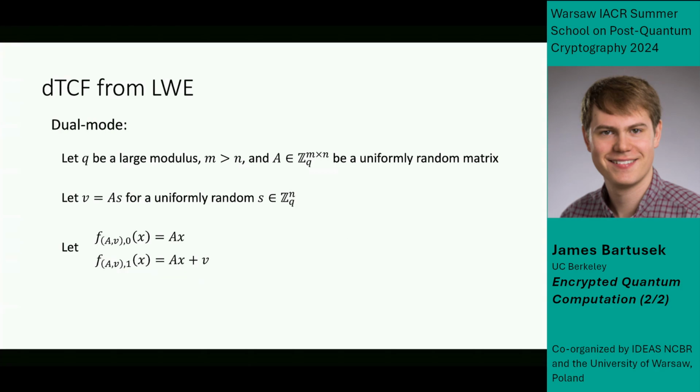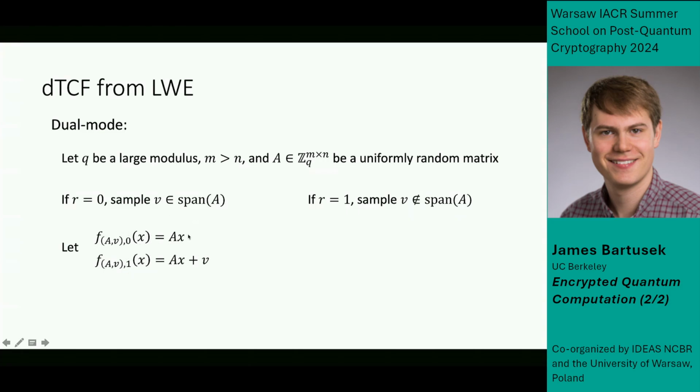So, to make this initial candidate dual mode, what we can observe is that really the reason that these two functions share the same image is because V itself is in the column span of A, right? So an equivalent way to write this is that if my mode bit is 0, I'm just going to sample some random V within the column span of A. And otherwise, if I want these functions to have disjoint images, I could just sample random V outside of the column span of A, okay? Right?